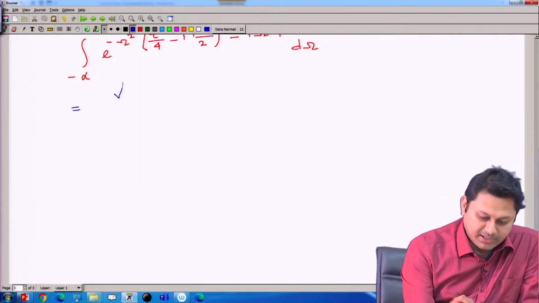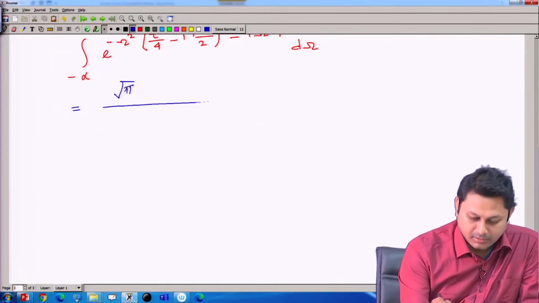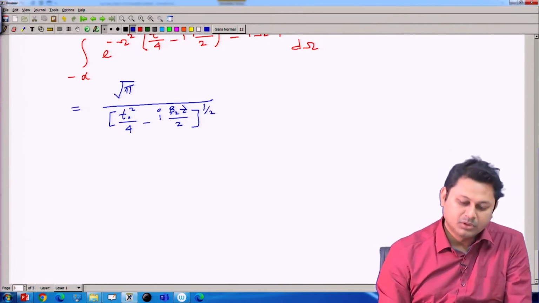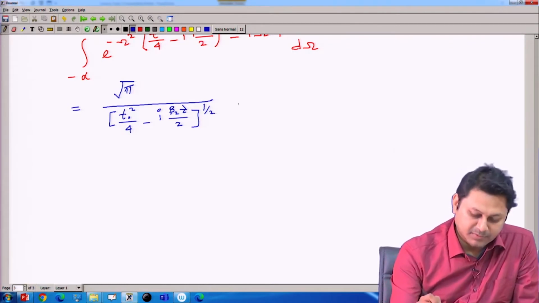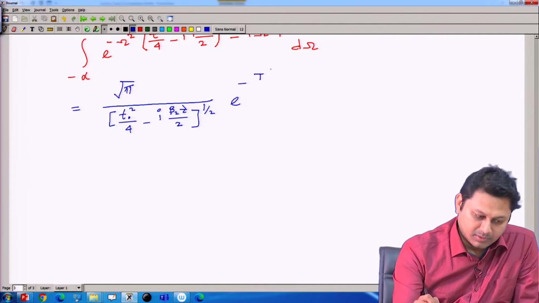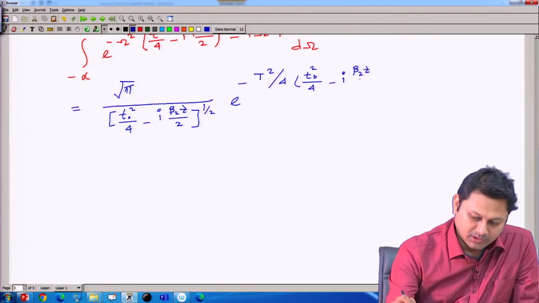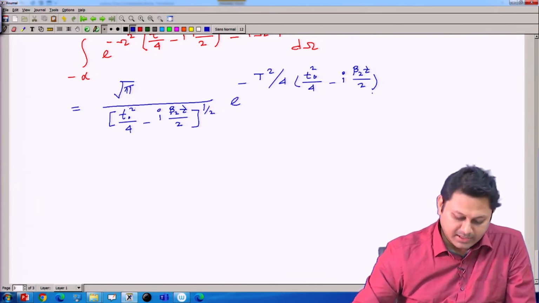So I should write minus root pi divided by root alpha. Alpha here is t 0 squared divided by 4 minus i beta 2 z by 2, whole to the power half, a complex term, and then we have a root of that thing. That is why things become a little bit clumsy here. But here I have 4 and then t 0 square divided by 4 minus i beta 2 z divided by 2. So that is the value of the integral. I already got the value of the integral.